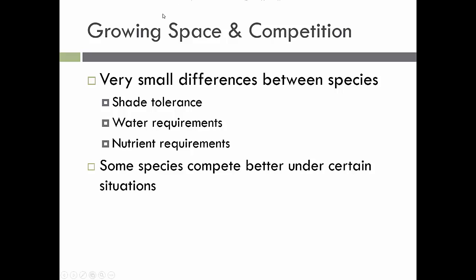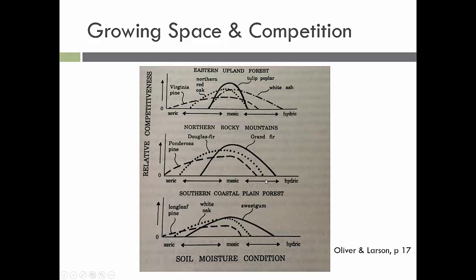So these are small differences between species: shade tolerance, water requirement, nutrient requirements. And those allow some species to compete better under certain situations. But in general, we see these species grow best on these mesic sites. But that doesn't mean that's where we're going to find them. Some species are at these drier, xeric, or more hydric sites because they're outcompeted.